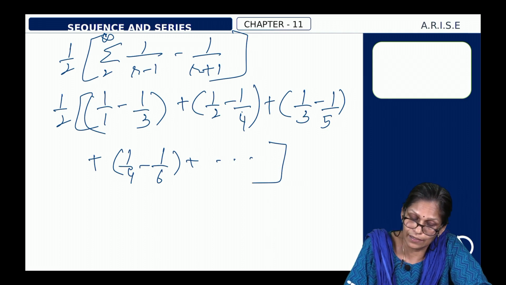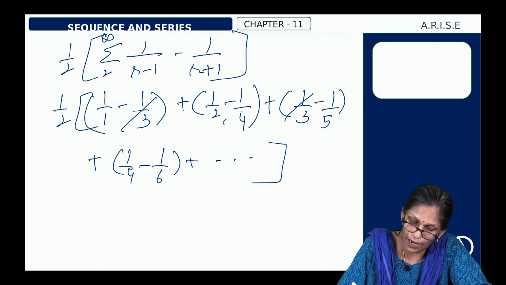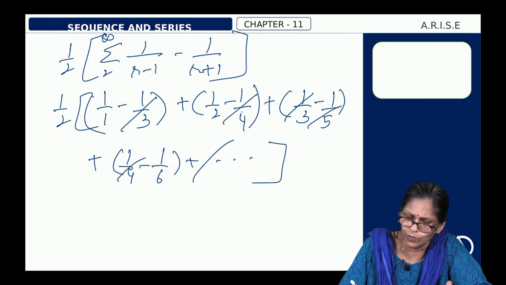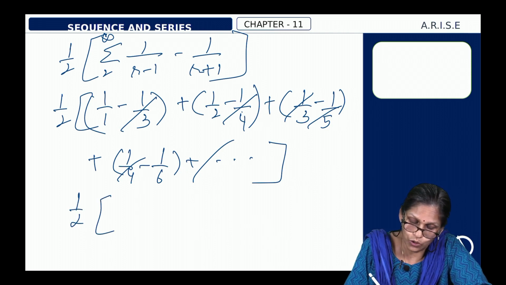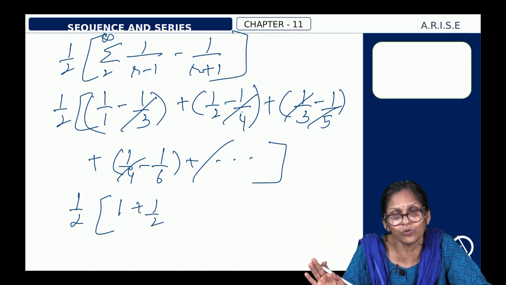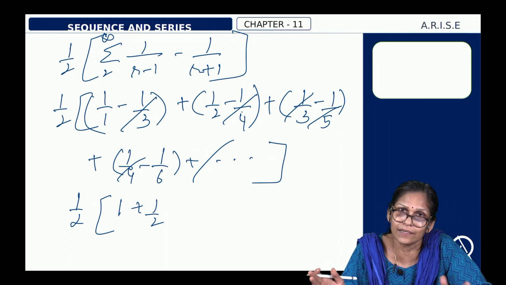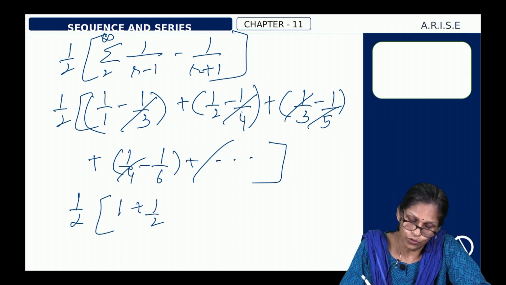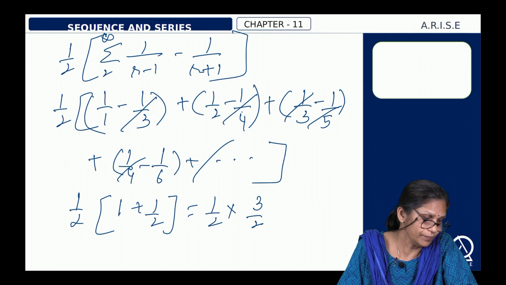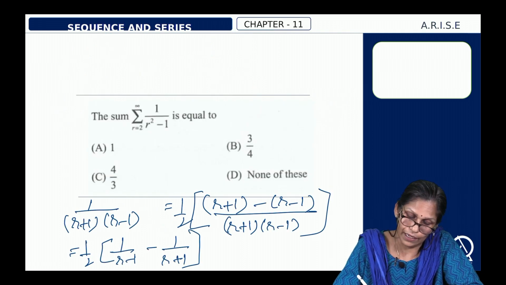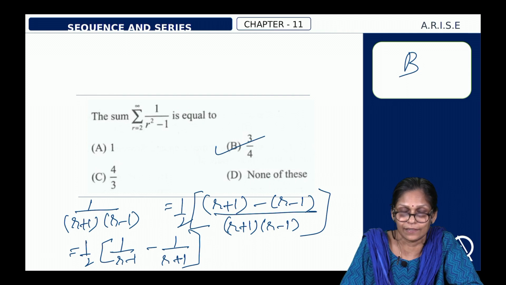Look at the terms that cancel: minus 1 by 3 and plus 1 by 3, minus 1 by 4 and plus 1 by 4. So this will cancel with the term here. There are only two terms that remain. It is 1 by 2 into 1 plus 1 by 2 plus a term which tends to 0 as n tends to infinity. So this is 1 by 2 into 3 by 2. So what is your answer? It is 3 by 4. Option B is your answer.